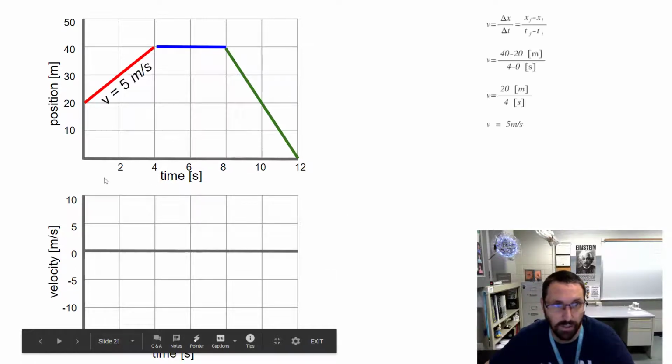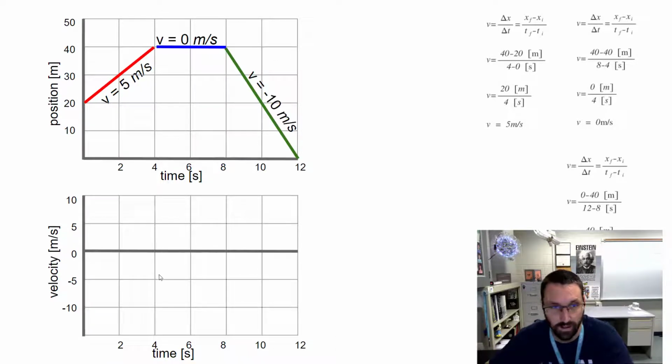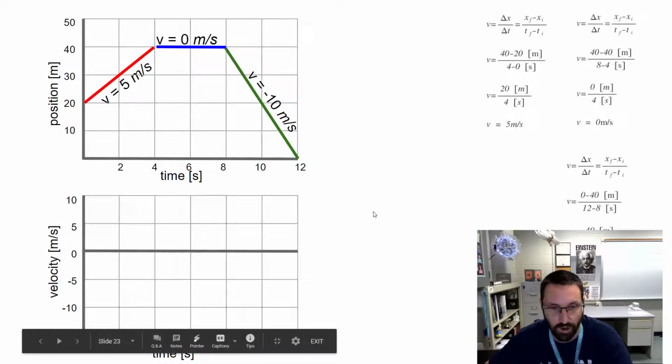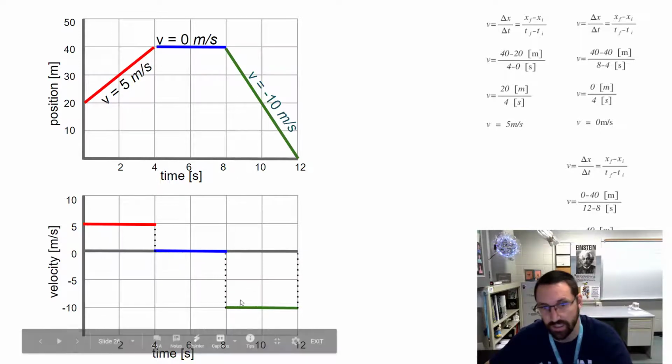velocity time graph. We said before that this has a velocity of 5, 0, and -10. So if I make a velocity time graph, it's going to have a velocity of 5, 0, and -10. Notice that for the first 4 seconds we had a constant velocity of 5, so I draw a straight line at 5. For the next 4 seconds we had a constant velocity of 0, and for the last 4 seconds we had a constant velocity of -10.